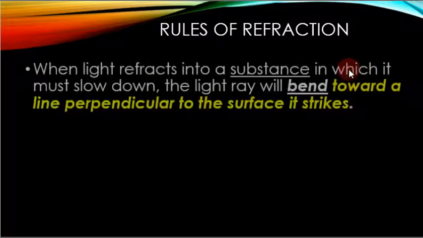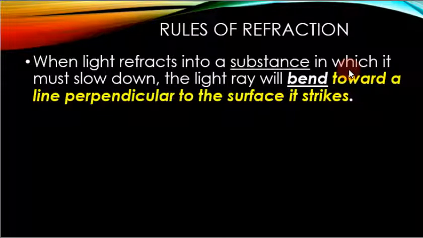All right, rules of refraction. Is this your first blank? When light refracts into a substance in which it must slow down, the light ray will bend toward a line perpendicular to the surface it strikes. I think you're only filling in one little blank, yes? Two. Just 2 blanks, okay. I put in yellow here, toward a line perpendicular to the surface it strikes. So it bends toward when it is slowing down.